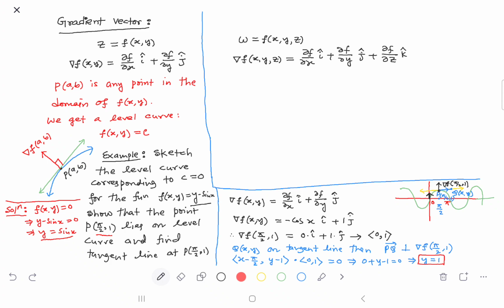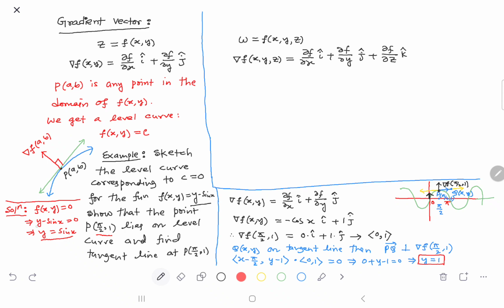So they will give you a constant value and ask you to find the level curve and the equation of the tangent line at some given point. So what you will do, basically, is first calculate the gradient of the function f at that point. That will be the normal vector to the tangent line.